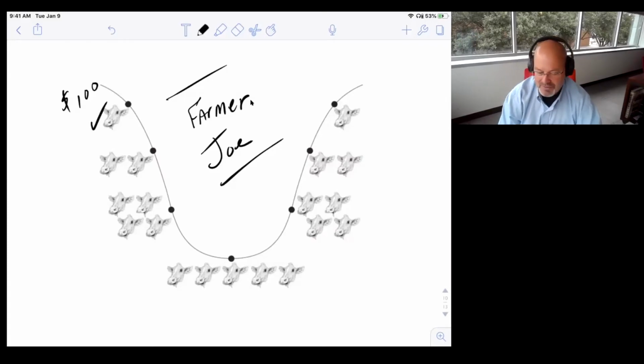The next month, cows drop to $50 a head. How many cows does Joe buy that month? He's going to invest $100 every month. Cows drop to $50 a head. How much is he going to get? How many cows will he get?